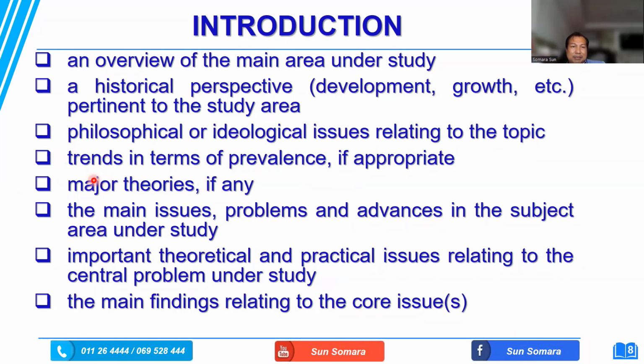Okay, and another part is just about trends in terms of prevalence, if appropriate. You can start with something related to your topic, like the trend in the past like this, and now, or after COVID-19 the trend changed, for example, right? Major theory, if any, is how you can include it there in chapter 1, just about the theoretical framework and so on. The main issue, problem, and advance in the subject area under study. Yeah, you can rest up there.